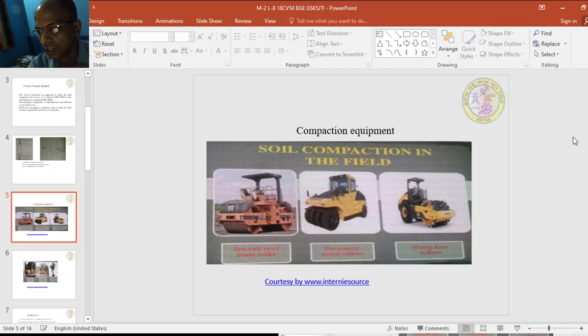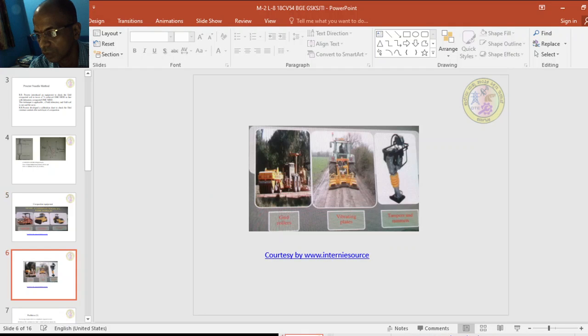Then, for compaction control in the field, we are using different types of rollers: smooth wheel roller, pneumatic roller, sheep foot roller. For different types of soils we are using different types of rollers. Similarly, grid type rollers, vibratory rollers, and tampers for machinery are used for small work like footpath work.